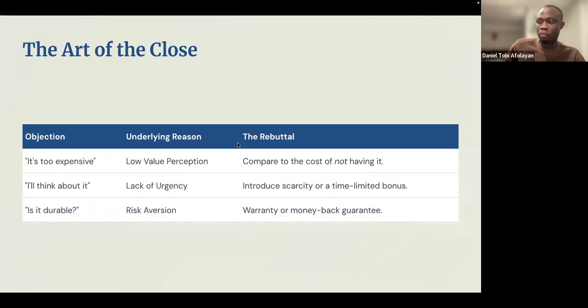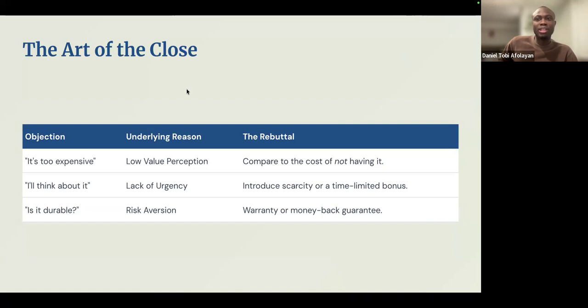What's the art of closing? Again, especially for B2B products, sometimes people have objections, and how you undo those objections is critical in sales. There are a lot of objections in sales. People say, hey, your product is too expensive. When someone says your product is too expensive, what does that mean? It means that probably you have low value perception for that product.